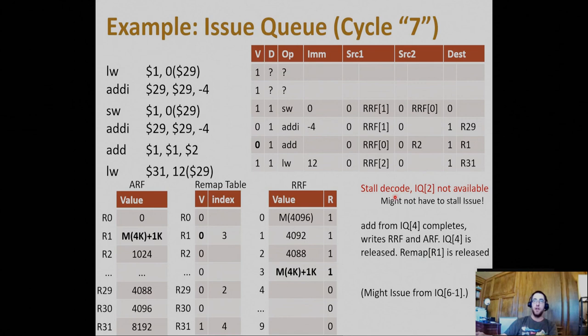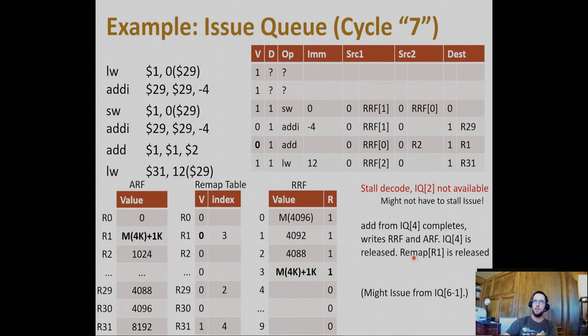At this point, we would stall decode because instruction queue slot 2 is not available. We've run out of issue queue entries. That's fine. No big deal. You could have a bigger issue queue, but functionally, we might not be able to keep our pipeline full anyway. Our add from here completes. It updates R1 in the architectural register file and releases both the remap entry and the issue queue slot.